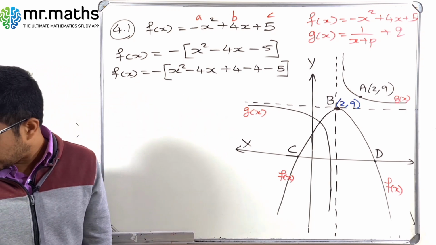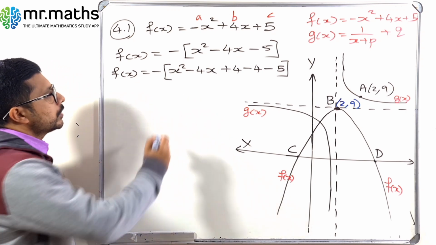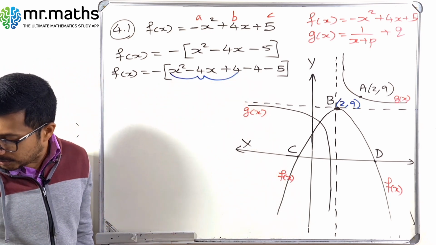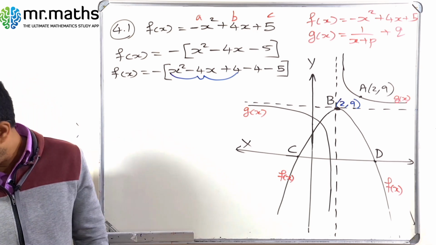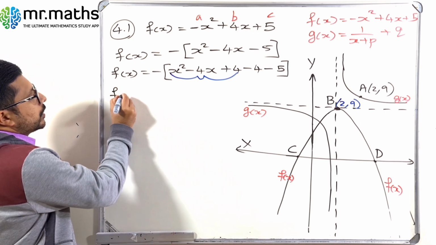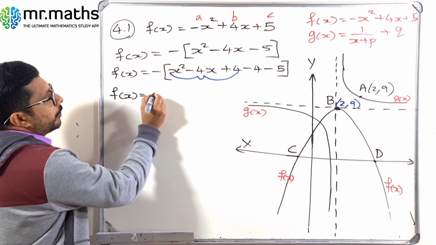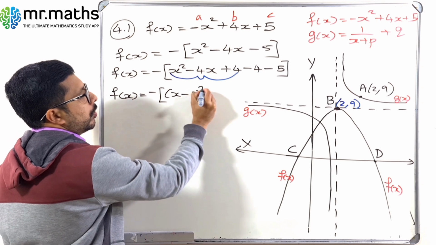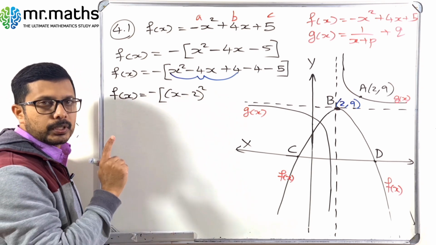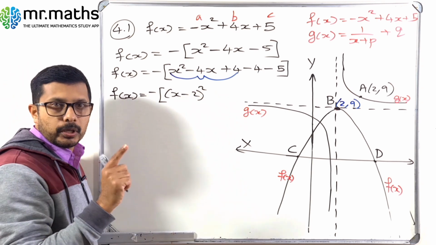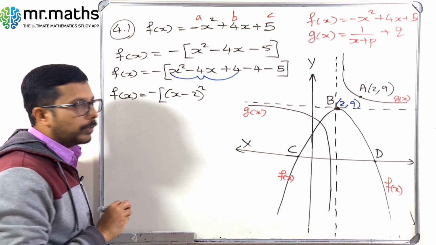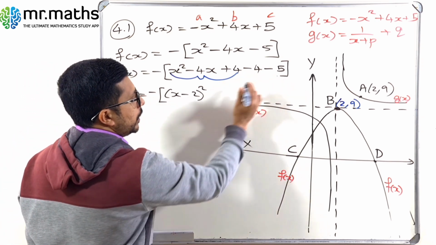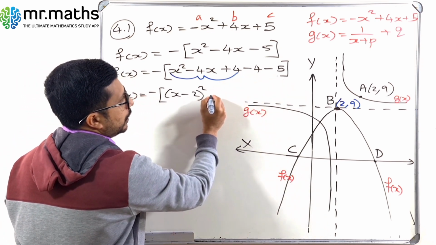Now look at the first three terms. Look at the first three terms. That one you can write like this: f of x is equal to minus of these first three terms, which is x minus 2 the whole square. You have to refer to the video on the completing the square method when I taught the algebra section. So this first term is x minus 2 the whole square. Then minus 4 minus 5 is minus 9.